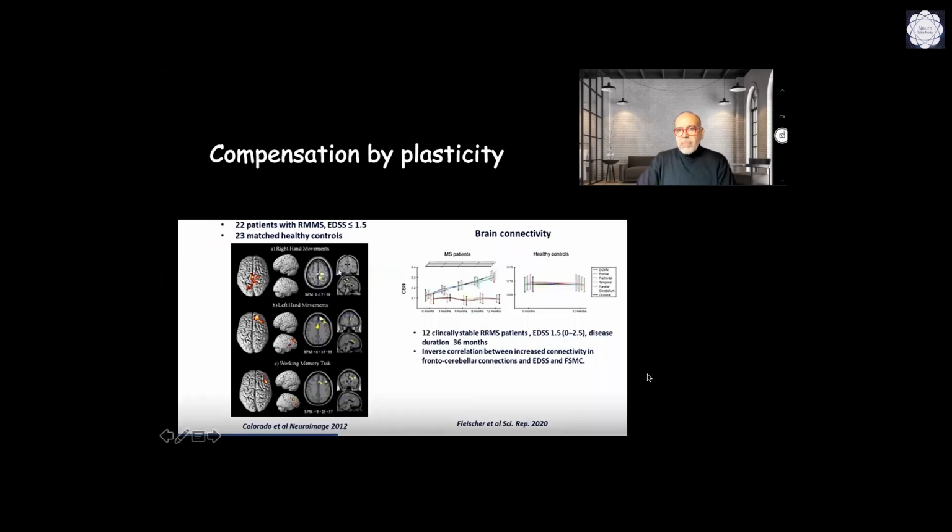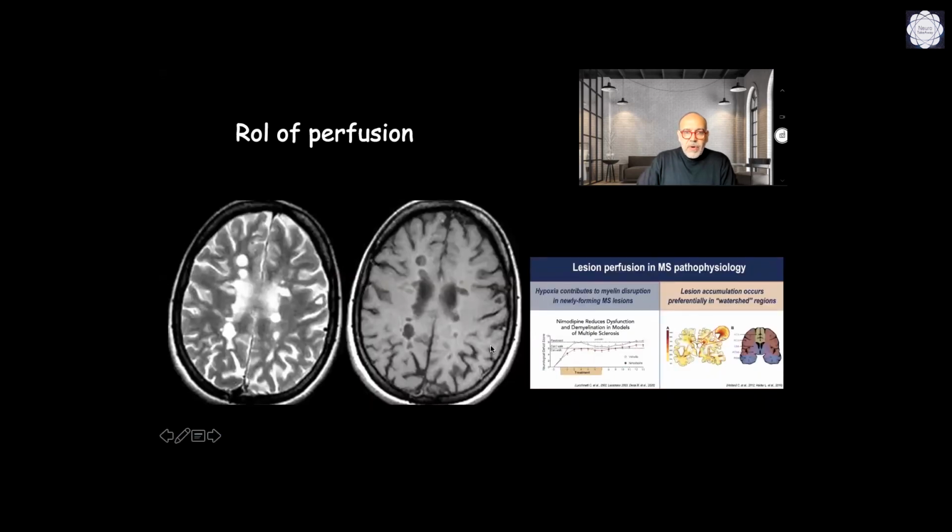So let's talk about the compensation mechanisms of the brain. Fleischer showed very nicely in this paper the plasticity using functional MRI and tractography. And he showed that patients with MS tend to use more cortex to perform a certain task, and they have more connectivity than controls. Another process of compensation may be the perfusion. It is well known that these black holes are located in the watershed areas of the brain, and they are not very frequent in the spinal cord or in the brainstem.